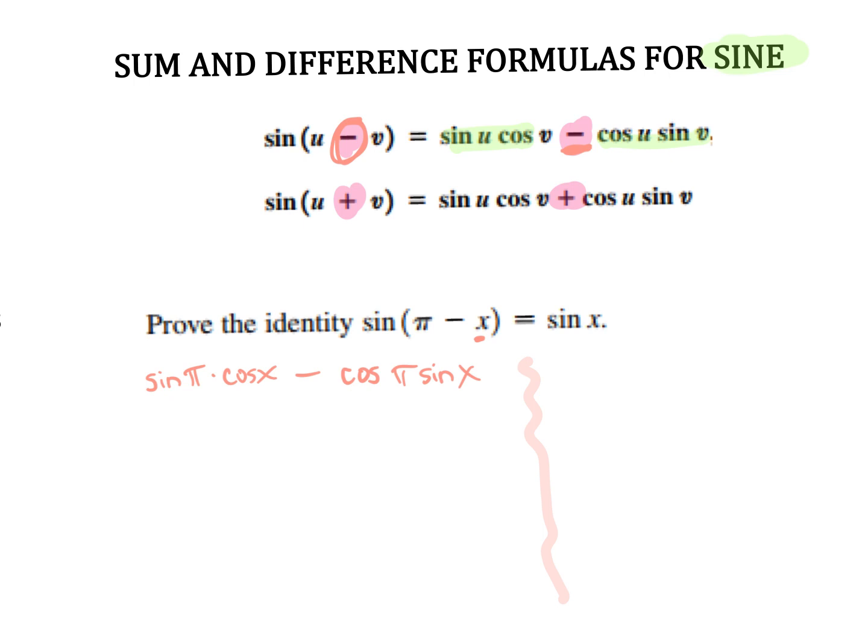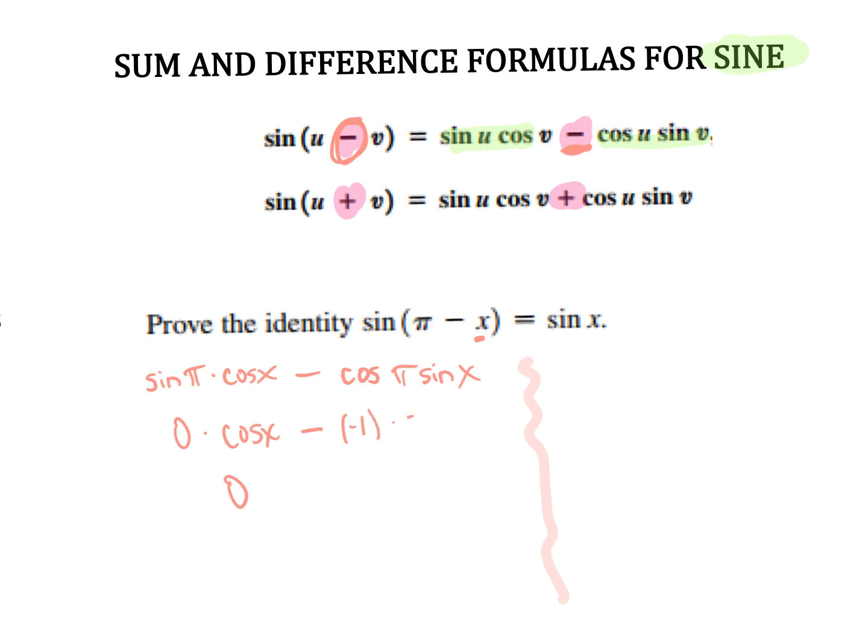All right, now we need to go to unit circles. So the sine of pi, Alicia, what's that equal to? 0. So we have 0 times the cosine of x. Guys, what's that equal to? 0. And then minus, all right, the cosine of pi. Davis, what is that?